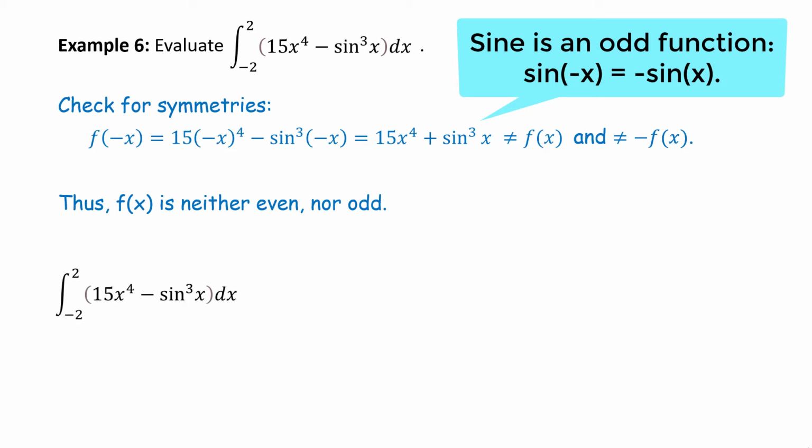We will now write the integral from -2 to +2 of 15x to the fourth minus sine cubed x dx as a difference of two separate integrals. That is, the integral from -2 to +2 of 15x to the fourth dx minus the integral from -2 to +2 of sine cubed x dx. We'll check for symmetries for the two separate integrals, beginning with the 15x to the fourth.